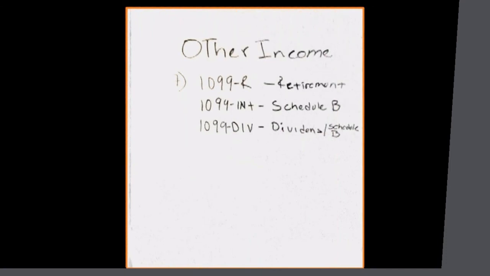So here's a couple of more 1099s. We talked about 1099 miscellaneous. Earlier we talked about 1099 G, which is unemployment. But here are other types of income that will come in the form of a 1099. You have a 1099-R for retirement, and you will report that directly into a 1040. So you don't have to use a schedule for that. Then you also have 1099 int, and you will report that on Schedule B. And you have 1099 div, which you will report directly into the Schedule B as well for dividends.